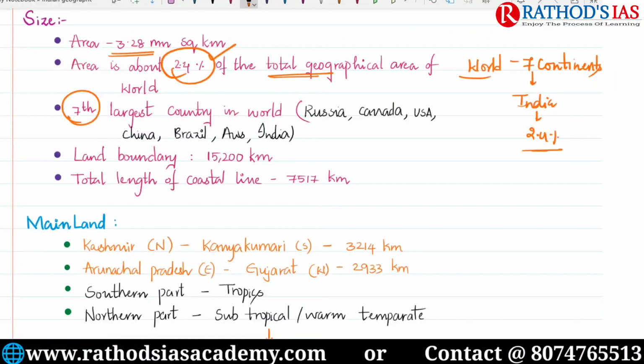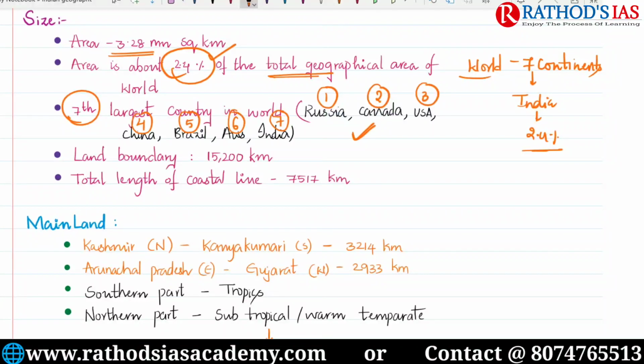So which are the other 6 largest countries in the world? First one is Russia, second one is Canada, third one is USA, fourth one is China, fifth one is Brazil, sixth one is Australia, and seventh one is India. So these are the countries, based on the size.